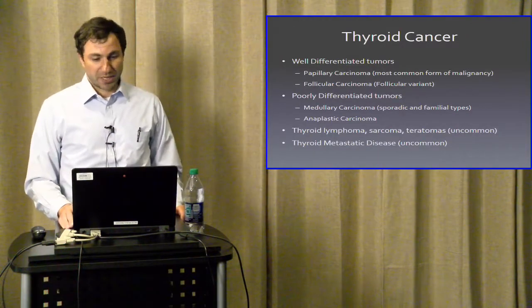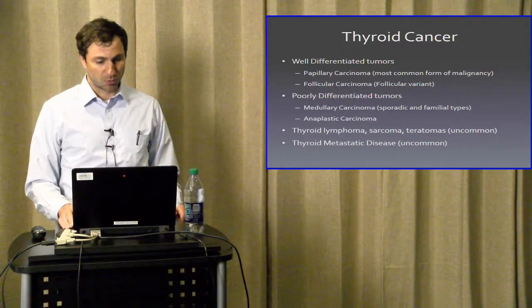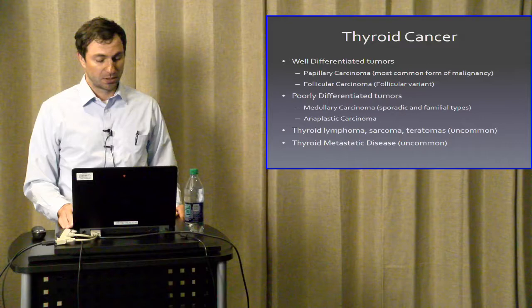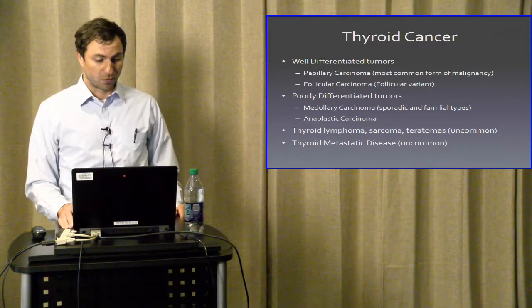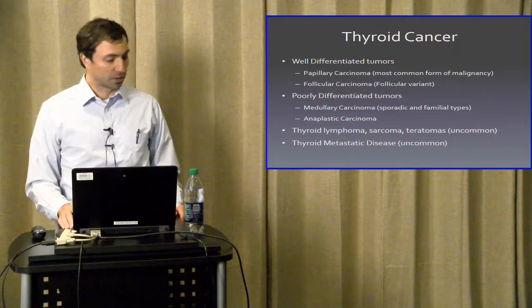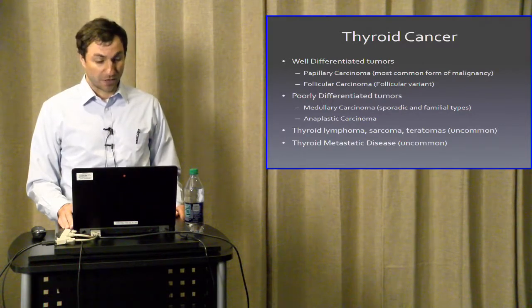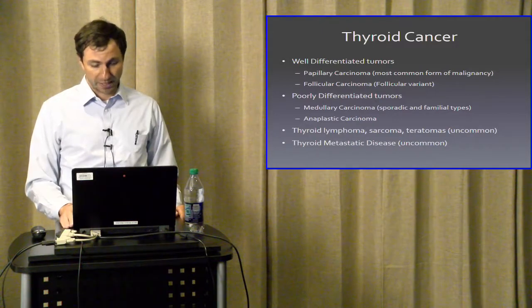Basically, thyroid cancer is broken down into well-differentiated tumors, including papillary carcinoma, which is the most common form that we find. Follicular carcinomas or follicular variants are also well-differentiated. And then the more poorly differentiated tumors include medullary carcinoma and anaplastic carcinoma. There are other rare forms of malignancy in the thyroid, including lymphoma, sarcoma and teratomas, and then very, very rarely we see metastatic disease. I can't actually say that I've seen that personally, but it can happen.